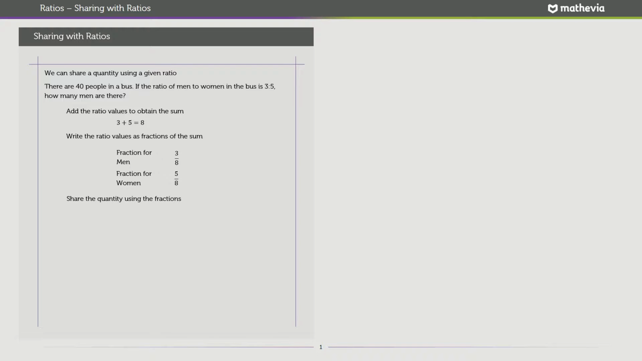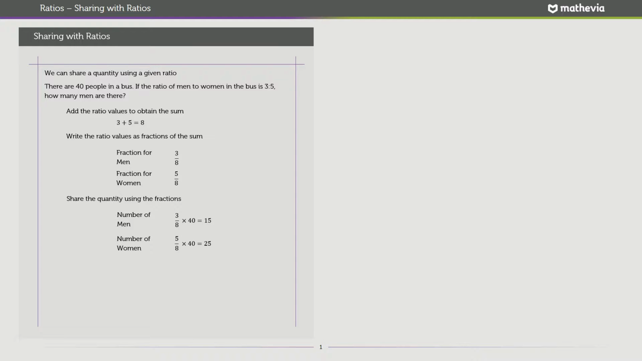And from this point, you just share the quantity using the fraction. For the number of men, you just say 3/8 times the total number of people you have there. So 3/8 times 40, and that gives you 15. So there are 15 men on this bus. If you share 40 using the ratio 3:5, the 3 value results in 15. And if you're looking to do it for women as well, you simply say 5/8 times 40, and that will give you 25. So very simple. That's it.